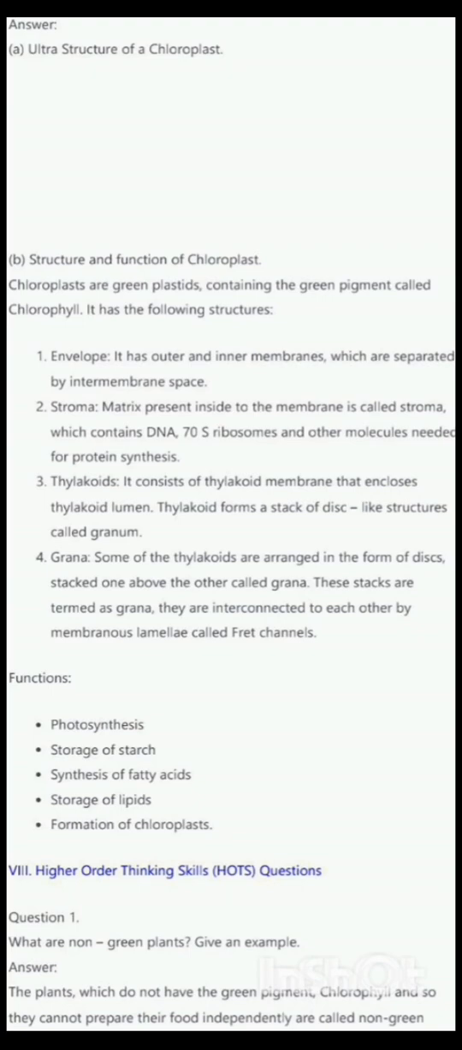8. Higher order thinking skills, HOTS, questions. Question 1. What are non-green plants? Give an example. Answer. The plants which do not have the green pigment chlorophyll, and so cannot prepare their food independently, are called non-green plants. E.g. orchids lack chlorophyll.